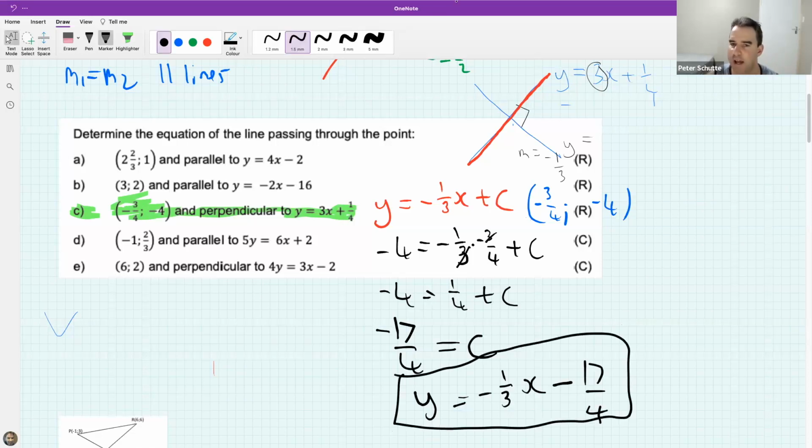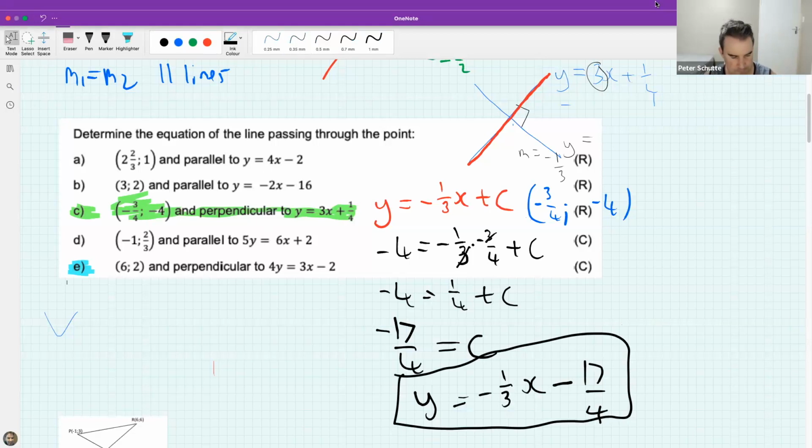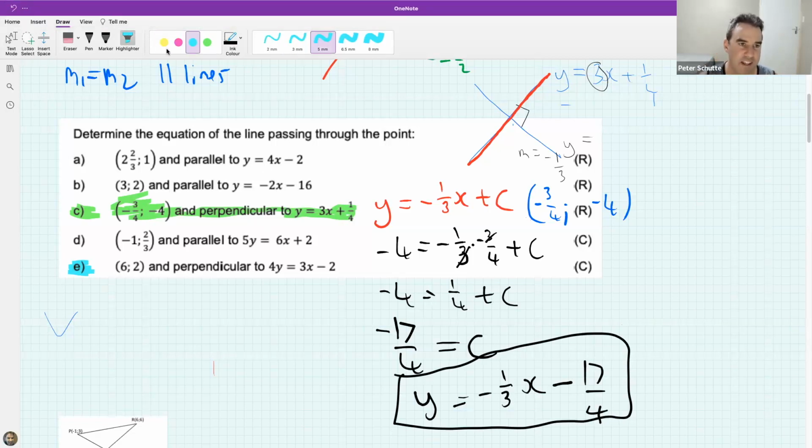Okay, let's do one more like this. I'll take questions for those who are feeling unsure, but let's do E as well. So let's do E and find the equation that is perpendicular to 4y equals 3x minus 2, but goes through the point 6, 2. Kayleen, I can absolutely do it again. So for those who want another explanation, I'm going to go over the method for C again. But those who feel comfortable, go on and do E.